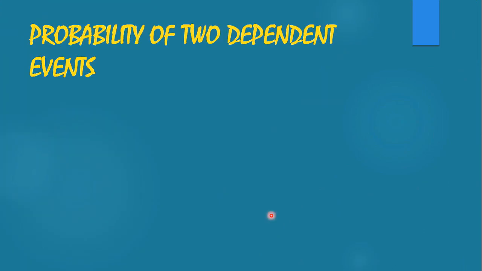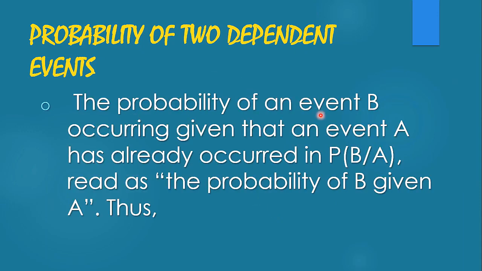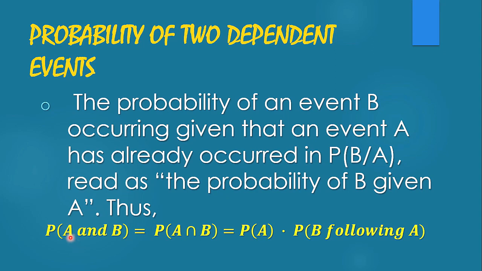Now, what is the probability of 2 dependent events? The probability of an event B occurring given that an event A has already occurred is read as the probability of B given A. So thus, we have the probability of A and B, which is equal to the probability of A intersection B, is equal to the probability of A times the probability of B following A.